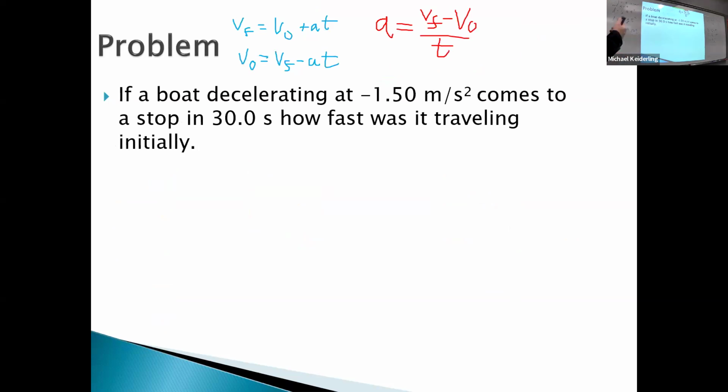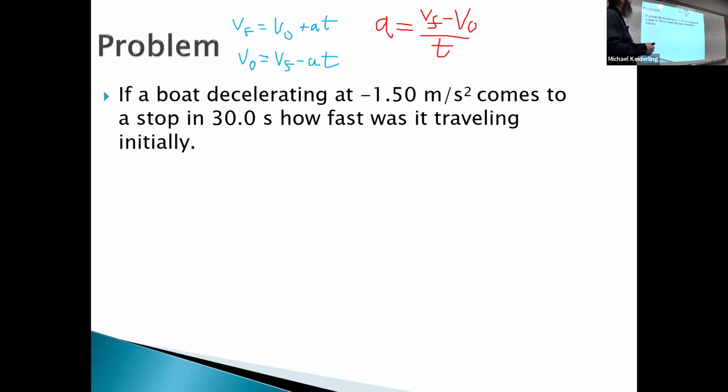So here we have a problem just about acceleration. We have a boat, but it's decelerating. Its acceleration is negative 1.5 meters per second squared. And it comes to a stop. So its final velocity is 0 in a time of 30 seconds. So the question is, how fast was it traveling initially? So we're looking for initial velocity.